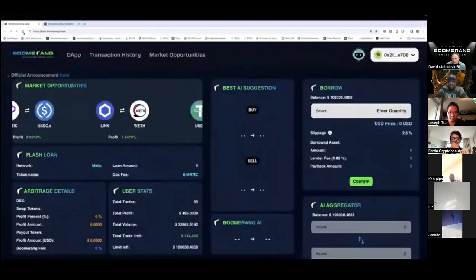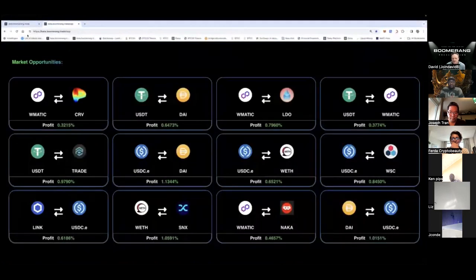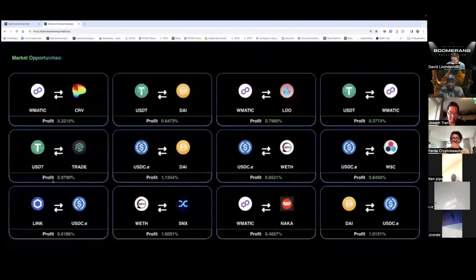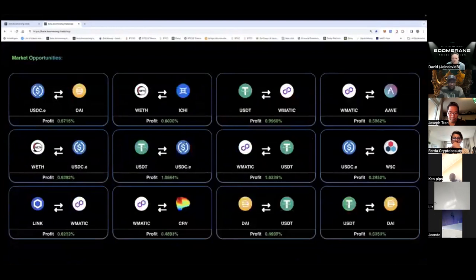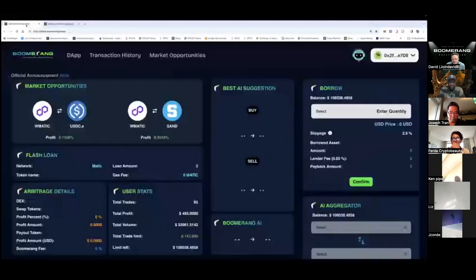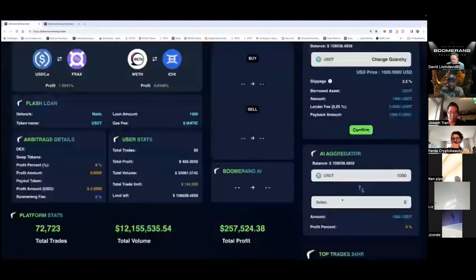Otherwise, click on the refresh button. In the meantime, you go to the market opportunities, and here you see all the market opportunities. Make sure you reset this also, so that you have the latest newest one here. USDC, USDT, USDC. Let's try this one. If this is working, USDT, and then put in 1,000, and then we go to USDC, USDCE.